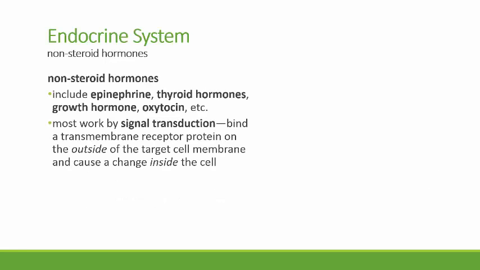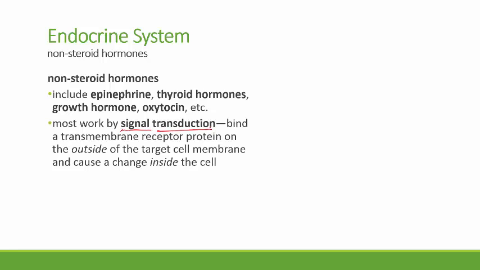Non-steroid hormones include, as example hormones, epinephrine and norepinephrine, the two that are coming from the adrenal medulla. The thyroid hormones, the two hormones that the thyroid gland produces that have their function around metabolic rates. Growth hormone, oxytocin, the cuddle hormone. And most of these work by a process referred to as signal transduction.